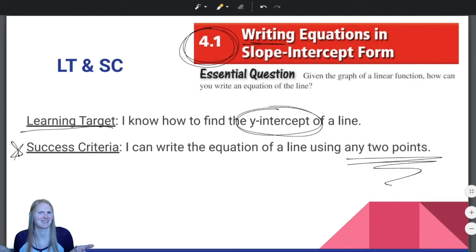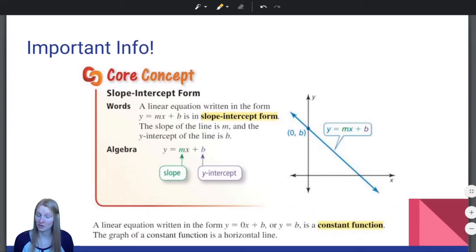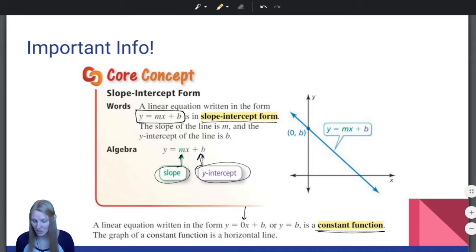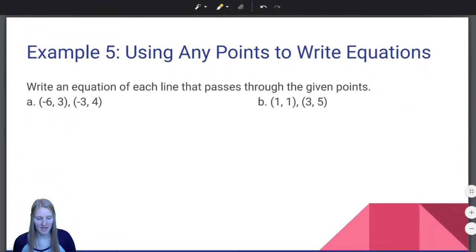And I know what you're thinking, isn't this exactly what we did yesterday? It's very similar to what we did yesterday, but it's a little bit different. And you'll see why in our first example. But first, of course, let's review slope-intercept form. Slope-intercept form is y equals mx plus b, where m is the slope and b is the y-intercept. And remember that if we have a slope of 0, that gives us a constant function, which is a horizontal line. Okay, now our first example.